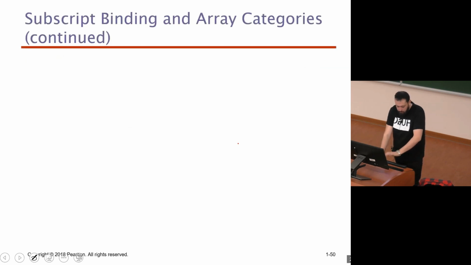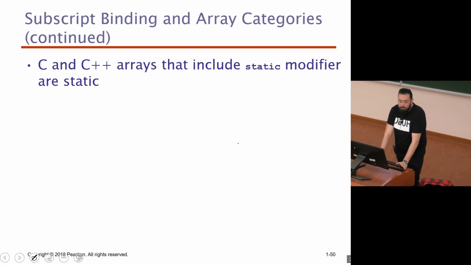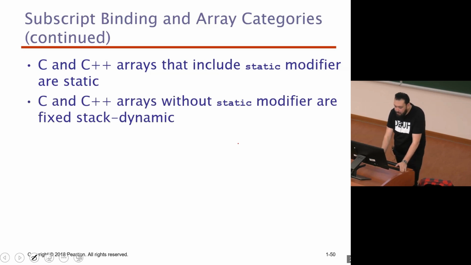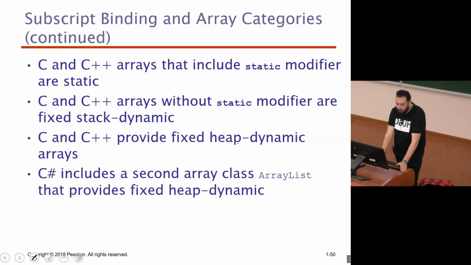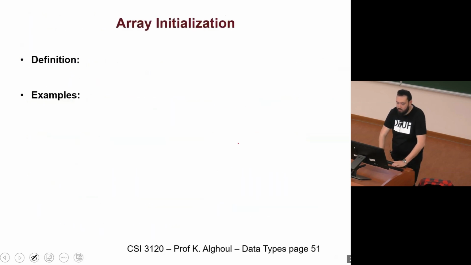So, subscript binding and array categories. That's just from the book, the same thing that I covered with you. I gave you some examples, C and C++ with the static. Without the static will be the fixed dynamic, and then all of these other things. So that's what we just covered.